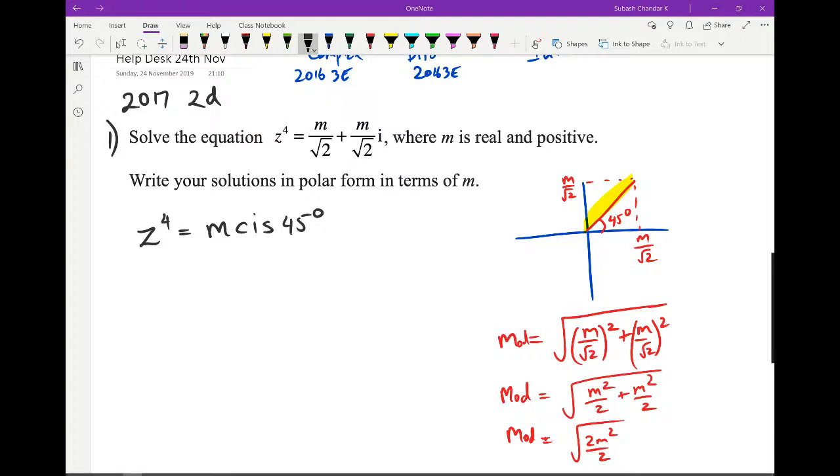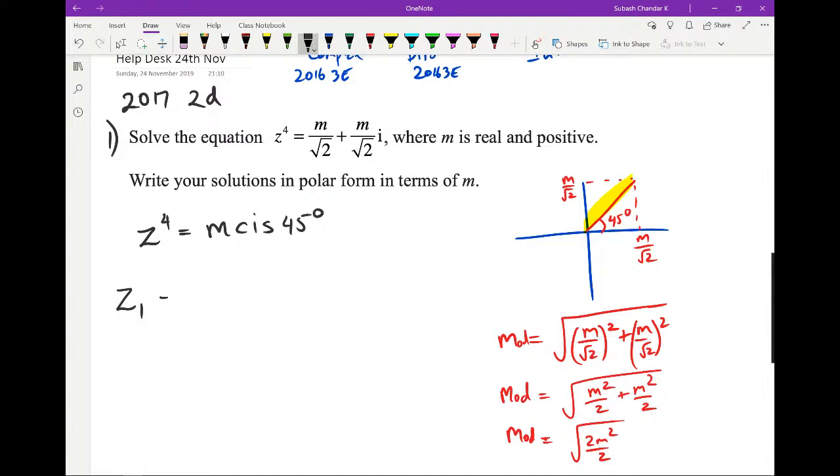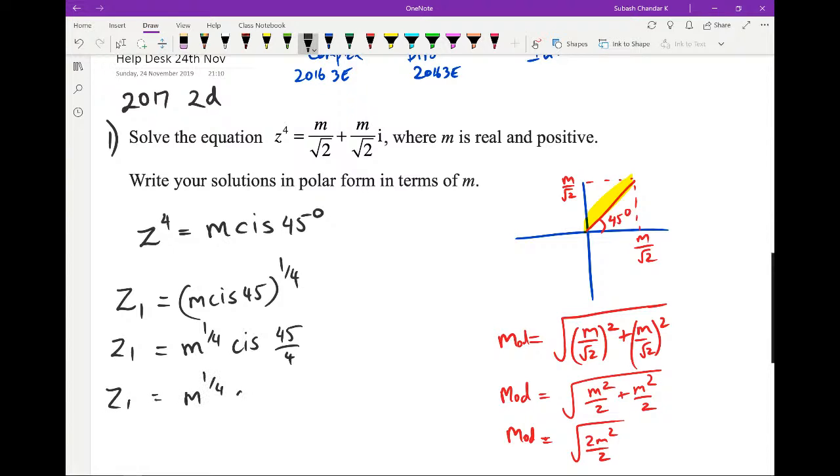Okay, so the first root is going to be, I need to actually go z1 is equal to m cis 45 to the power of a quarter. So z1 is equal to m to the power of a quarter cis 45 divided by 4. So it's going to be m to the quarter cis, now 45 divided by 4, that is 11.25 degrees.